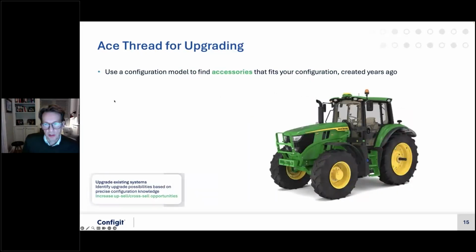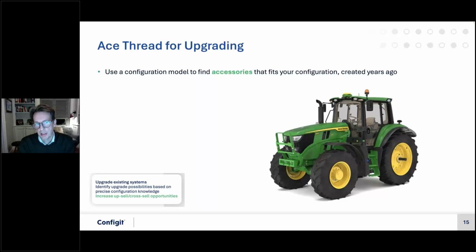We also see configuration models being used when you want to improve or enhance an existing product. So the situation here is that you have a product that maybe was sold some years ago, imagine a tractor like the one shown here. And now the farmer who owns this tractor would like to have an upgrade to this machine. So the question is, how do I enhance it with new capabilities? What will fit today on this product that was sold some years ago?